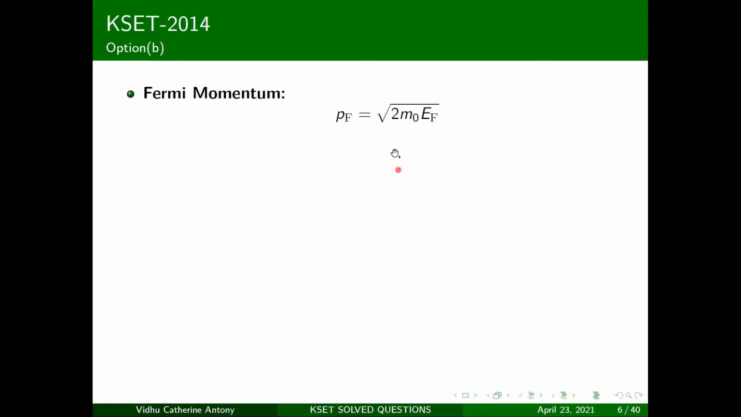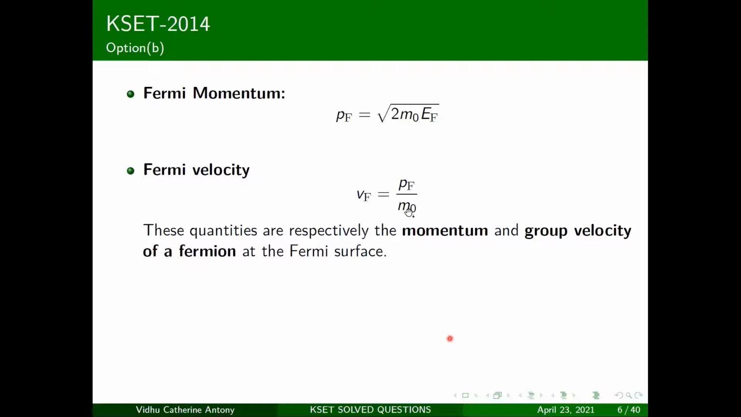Okay, so next you have Fermi momentum, which is again like the normal kind of momentum, except you've got subscript F. So PF is equal to root of 2 m naught EF. Fermi velocity, VF is equal to PF divided by m naught.